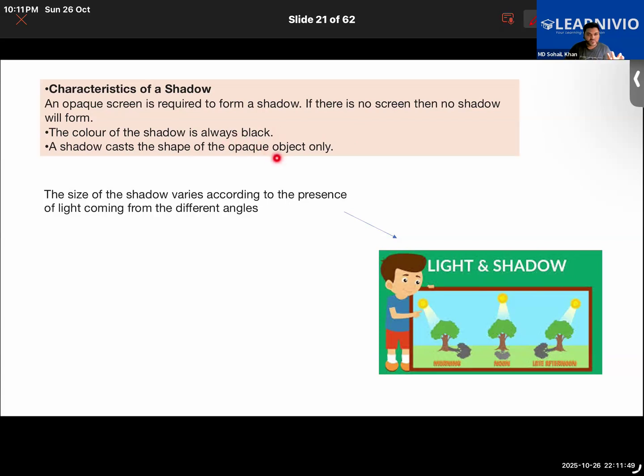The color of a shadow is always black, and a shadow takes the shape of the opaque object only. The shadow will not take the shape of the light source, as you can see here.